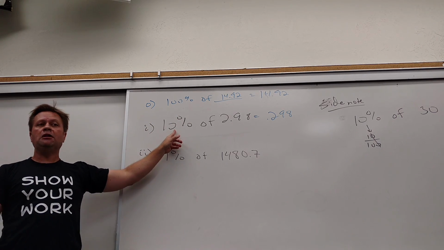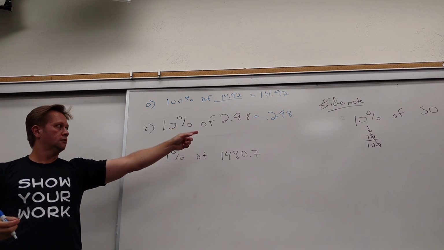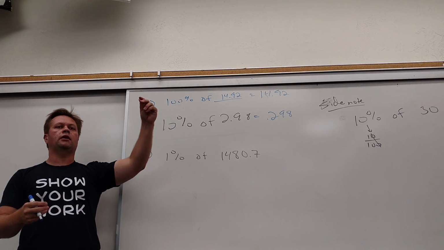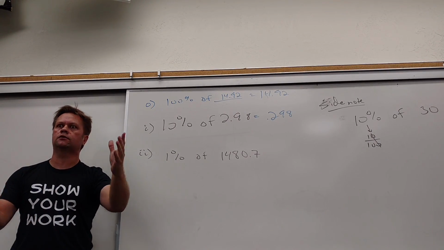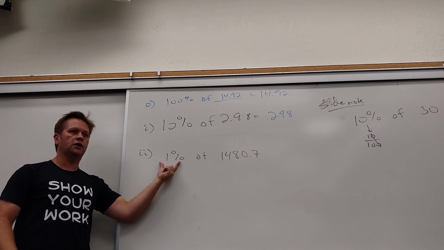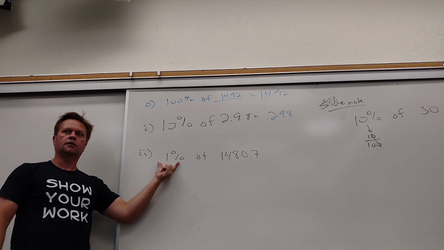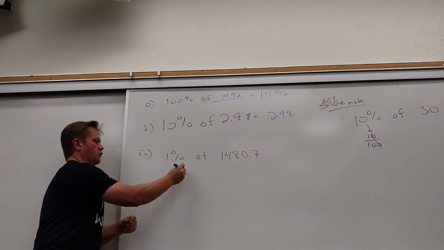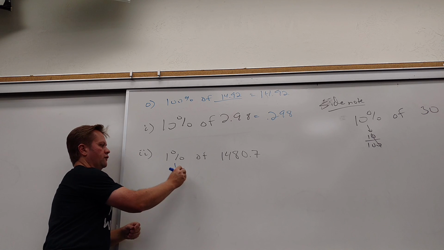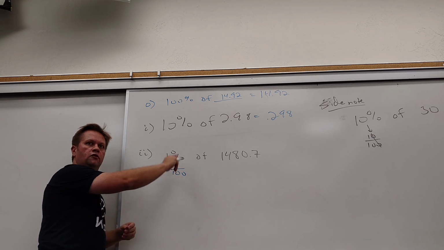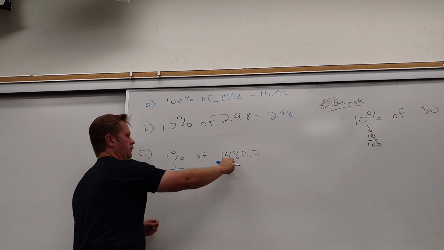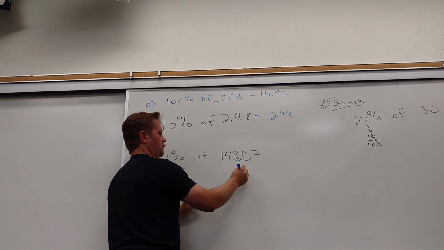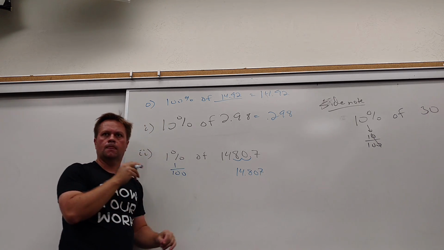But if I say I'm going to give you 10% of $2.98, you're going to end up with like 30 cents. Right? 10% is going to cut it down by 1/10 because 10% is 1/10. What's 1% going to do? Move it back twice. Because what's 1%? 1 over 100. So if I divide by 100, I'm going to move it back twice. So what's 1% of 1480.7? 14.807.